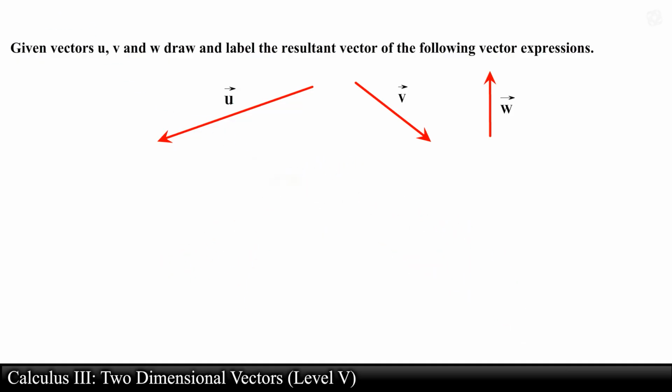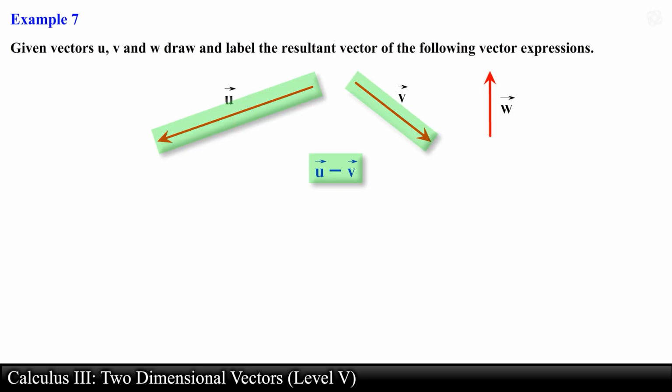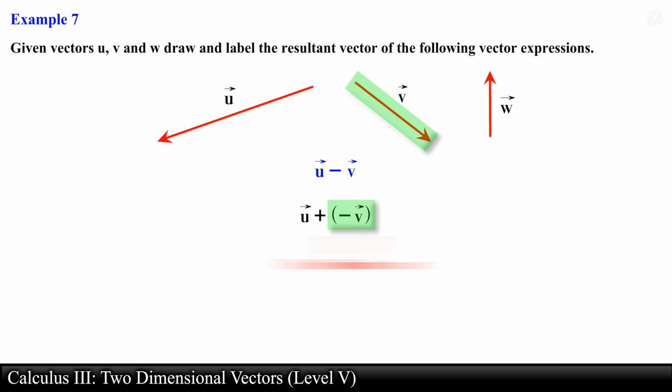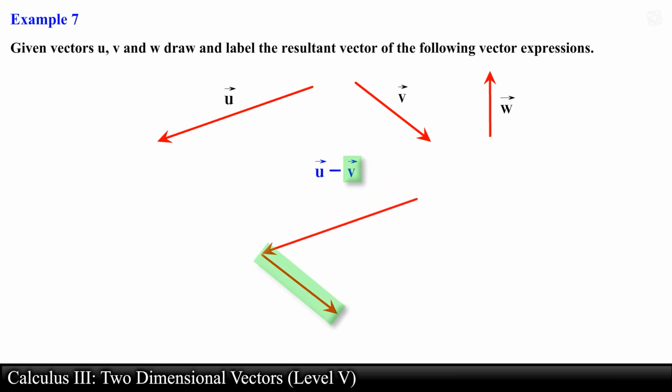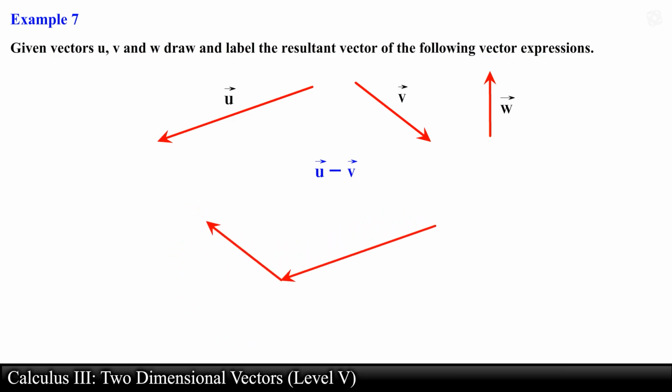Alright, let's try the next example. Here, we need to find the resultant vector when we subtract vector v from vector u. The procedure for subtracting vectors is essentially the same as adding vectors. All we need to do is to make sure we flip the direction of the vector being subtracted. In this case, we first align the vectors by making use of the head-to-tail method, or triangle law. Then, we take vector v and flip it in the opposite direction.